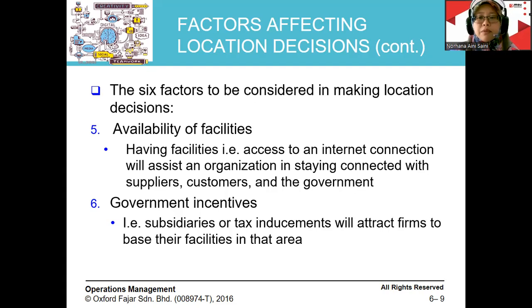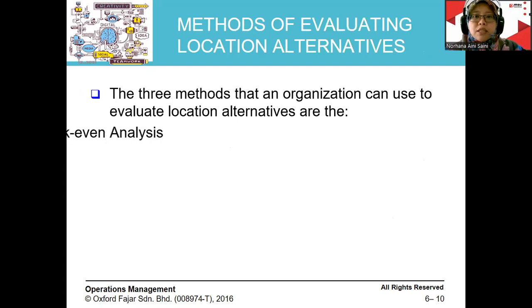For example, if the government wants to open up a new city, for example a new residency, definitely they will be looking for businesses that can provide goods or services in that area. All right, so this is the method.